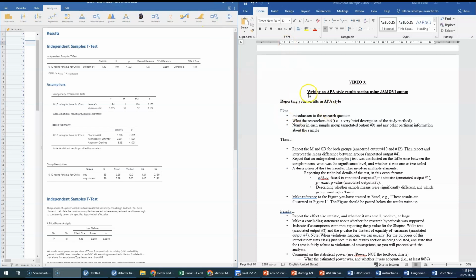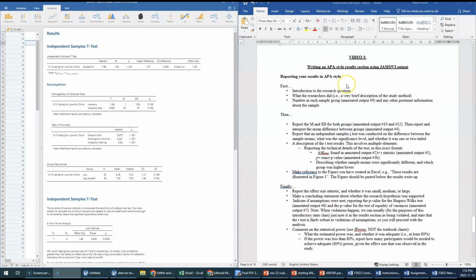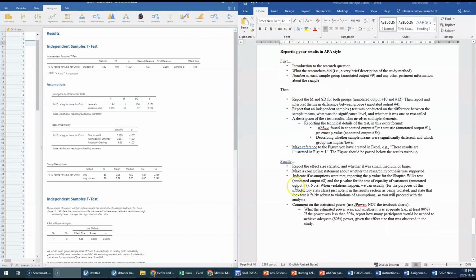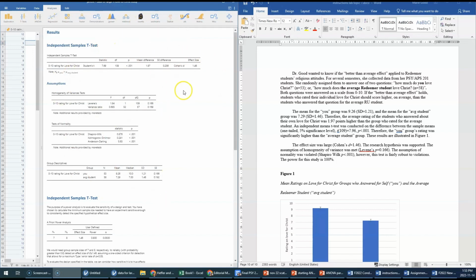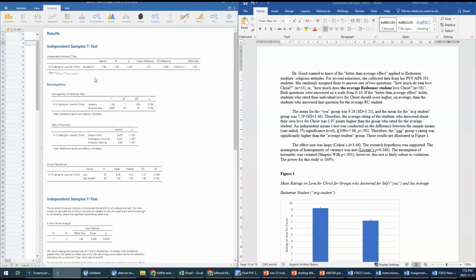All right, in this video, we are talking about writing an APA style results section using the Jamovi output. This should be sounding pretty familiar to you by now. I have some steps written out for you that are really similar to the t-test that we've covered before, but there's some more specific information for this, the independent means t-test. And I'm going to walk you through these steps using the output that we've been working with, the example of the experiment of the better than average effect for the ratings of Redeemer students' religious attitudes.